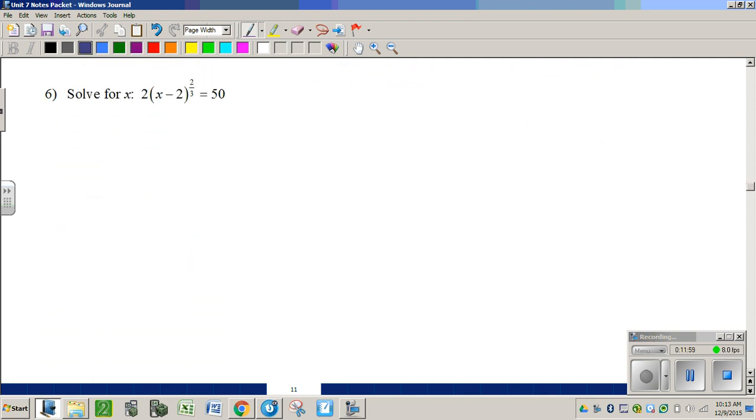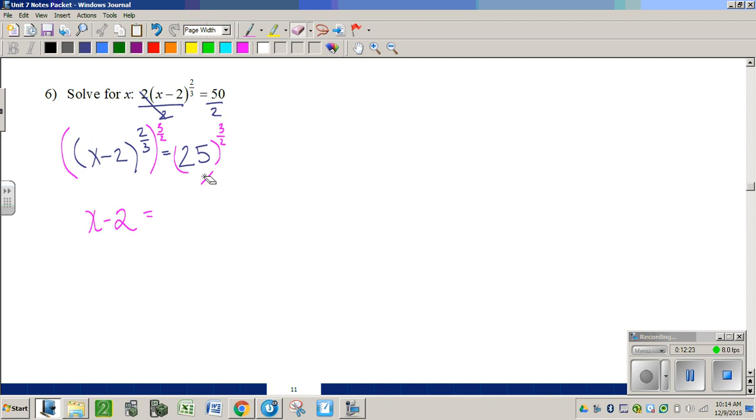Now, in number 6, before I can raise it to its reciprocal, I've got to divide both sides by 2. So we have the quantity x minus 2 raised to the 2/3 power is equal to 25. All right, reciprocal is going to be 3/2. So we're going to raise both sides to the 3/2. So that's going to leave us with x minus 2 is equal to power over root. So we're going to take the square root of 25 and we're going to raise it to the 3rd power. All right, I'm taking the square root. What do I need to remember with my answer? That's right, plus or minus 5.